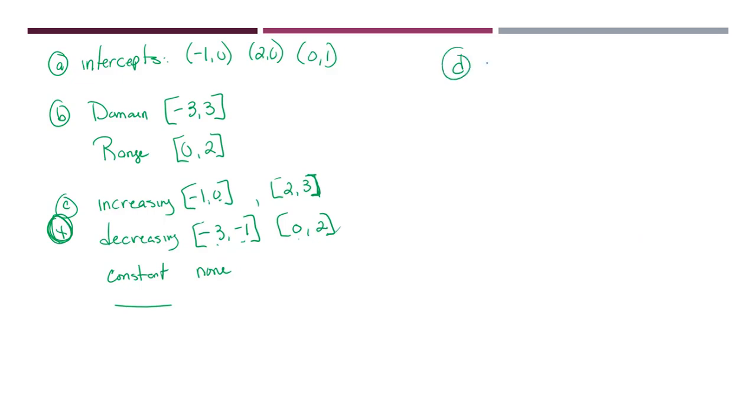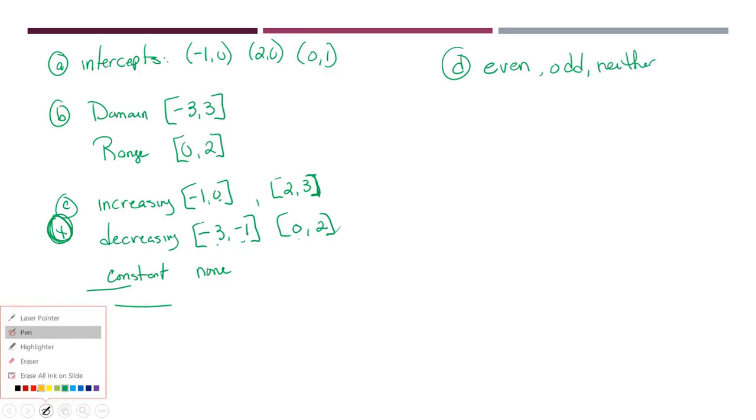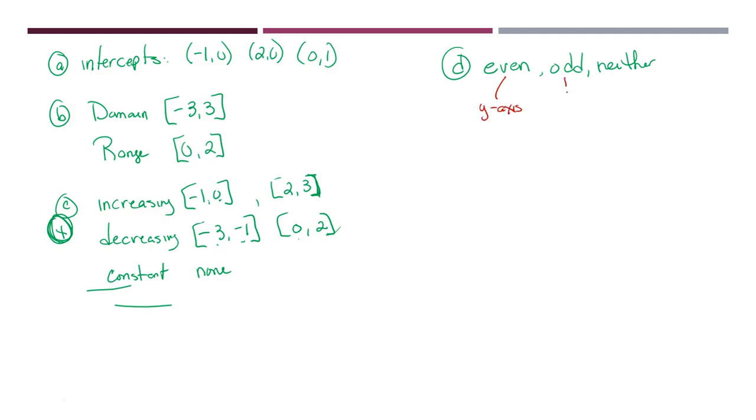And there was one more question. I believe they wanted to know even, odd, or neither one. That's right. Even, odd, or neither. Okay, so let me remind you, if it's even and we're looking at a graph, even means y-axis symmetry. Odd means origin symmetry. So take a look.